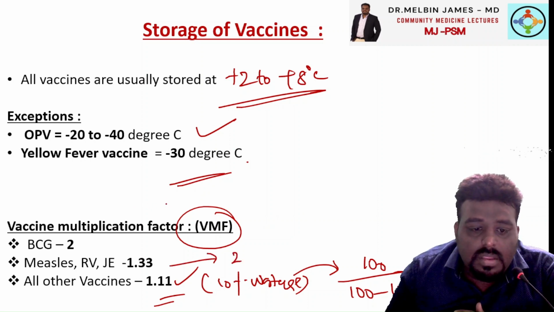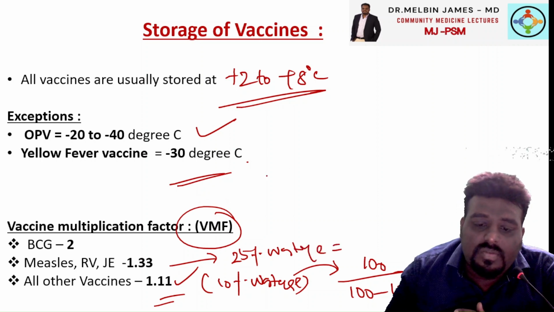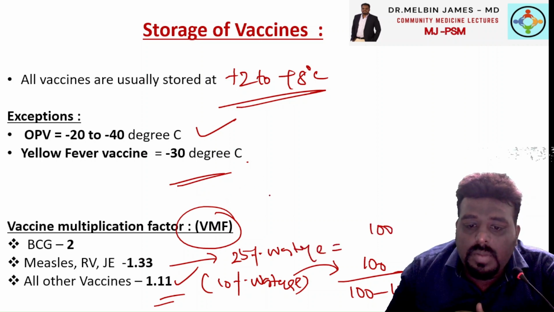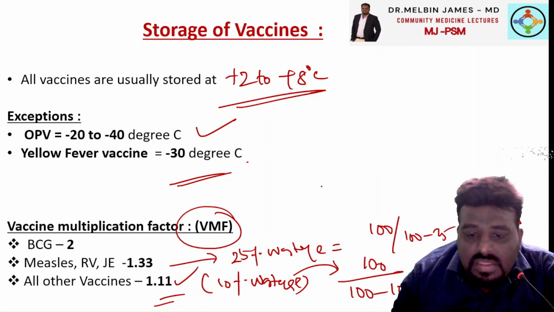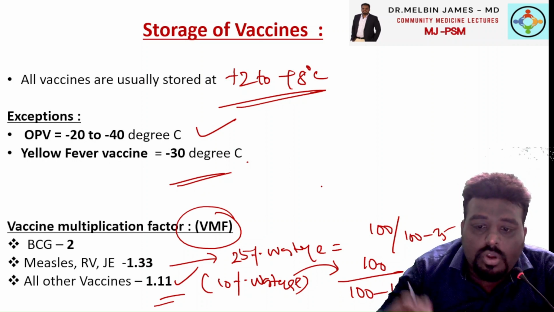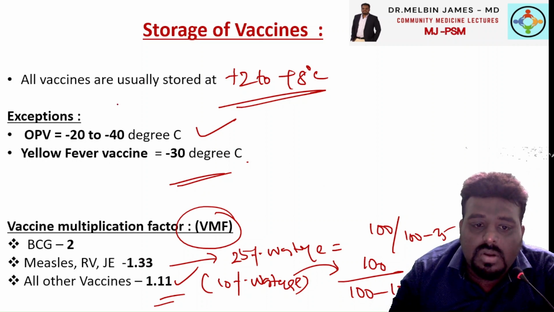For measles, rotavirus, and JE, 25% wastage is calculated for procurement. 100 by 100 minus 25 gives you 1.33. This is how wastage is calculated, so that the wastage part is additionally added to the procurement while calculating the vaccine doses required for a particular district or area.